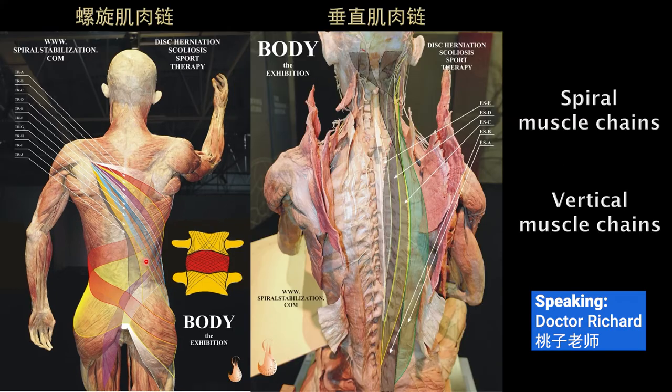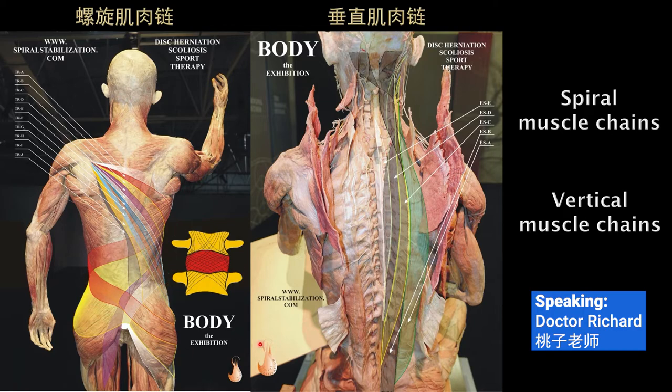To make the spine straight it is necessary to create spiral stabilization, while the reaction should be in the erector spinae: we should relax the erector spinae. So, stabilization and relaxation. To keep the spine straight we activate the spiral chains and relax the vertical chains, especially the tension of the erector spinae.